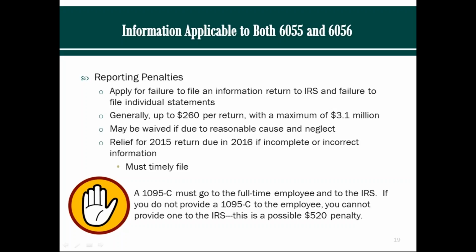Now look at a little word of caution there. Remember, a 1095-C must go to the full-time employee, and you have to give a copy of that 1095-C to the IRS. So remember, if you don't do a 1095-C, it's not just a $260 penalty, it's $520 per employee that you do not do a 1095-C for. Again, because it's duplicate reporting, one to the individual, one to the IRS. If you don't give it to the individual, you can't give it to the IRS. You could be up to, again, $520 for each one that you fail to provide a 1095-C.